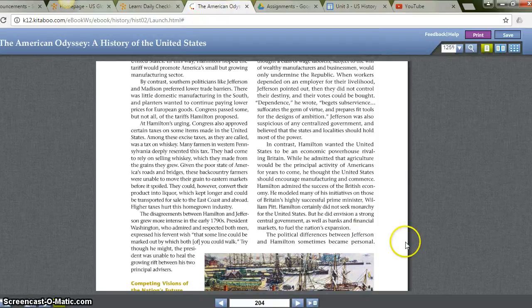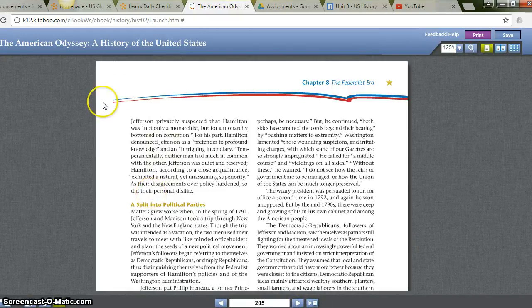The political differences between Jefferson and Hamilton sometimes seem personal. Jefferson privately suspected that Hamilton was not only a monarchist, but for a monarchy bottomed on corruption. For his part, Hamilton denounced Jefferson as a pretender to profound knowledge and an intriguing incendiary. Temperamentally, neither man had much in common with the other.